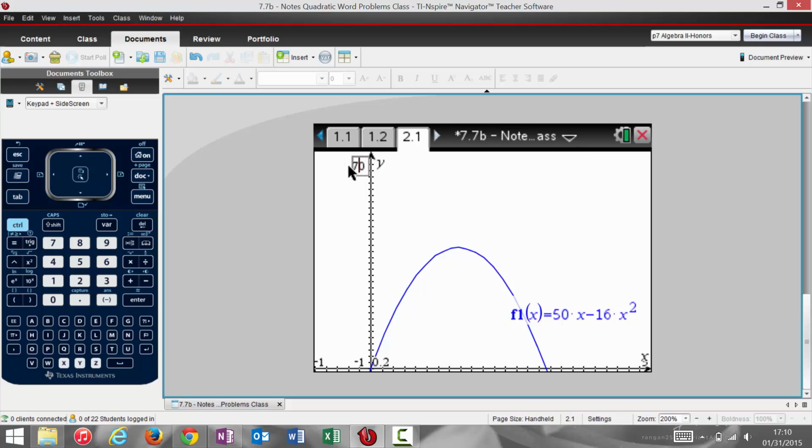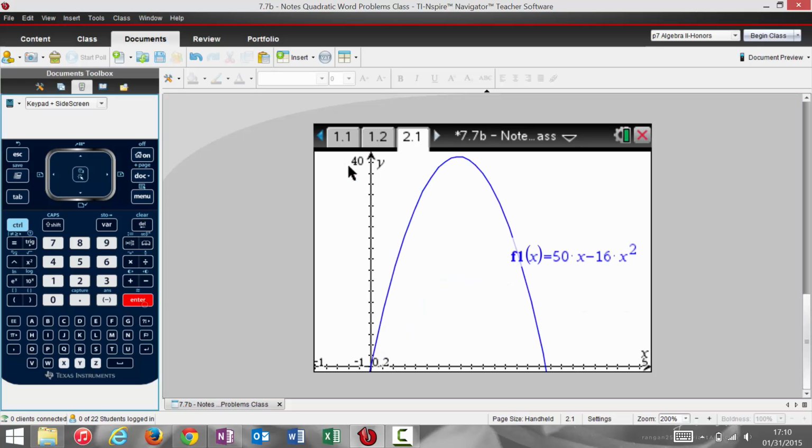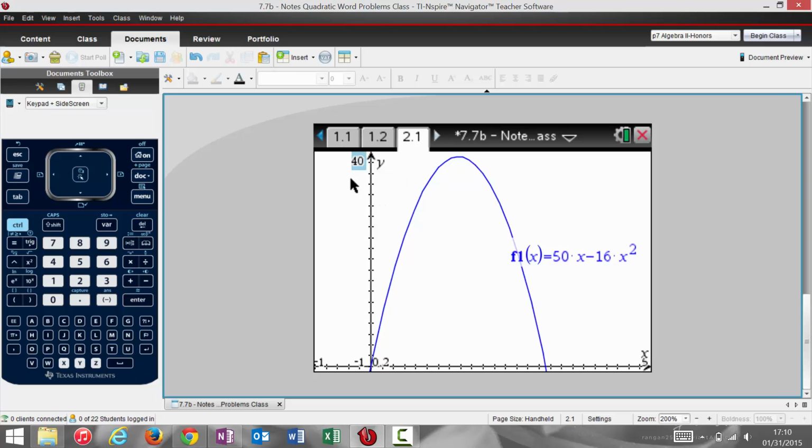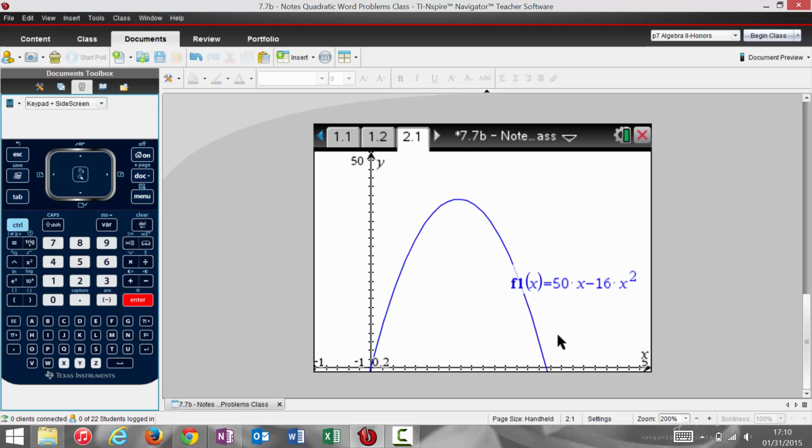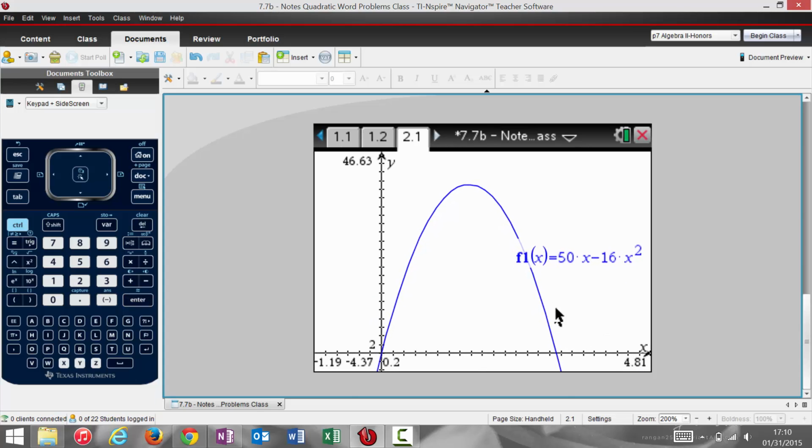Ooh, I don't even need that high. Let's try 40. There we go. Actually, I'm going to be picky and make it 50. Okay, this is the process you just have to go through, and then I'm going to move this kind of up to get a better view of it. But there's a graph. It says, how long after the arrow is released does it reach its maximum height?